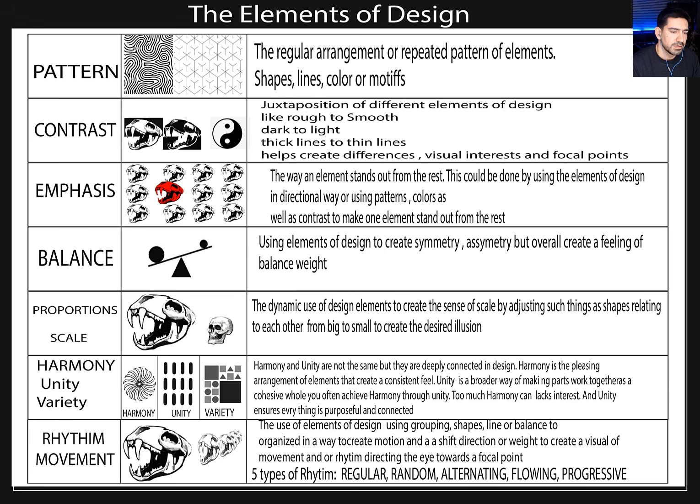We go down to proportion and scale. This is the dynamic use of design elements to create a sense of scale by adjusting such things as shapes relating to each other, from big to small, to create the desired illusion. In this one, I do have examples, but right here in this little box, I put in the human skull because human skulls are very recognizable, and right away, unless it's a little person or something, you should know the scale of these two things. But it's off because the one on the left is a lion. It's just a symbolic thing I put in there.